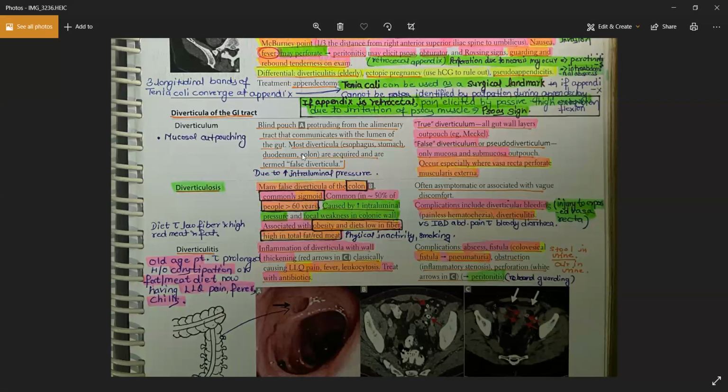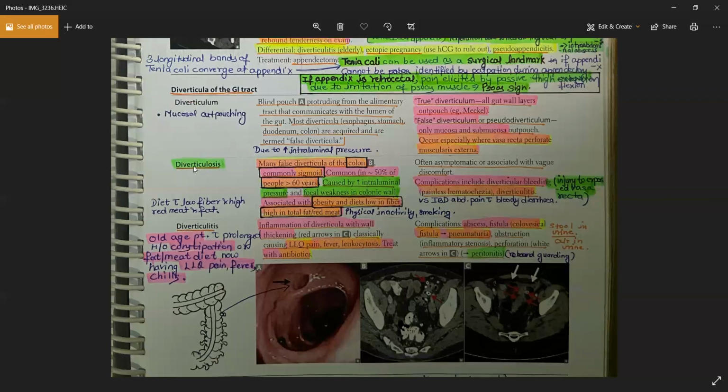Most of them are false diverticula, right? The only true diverticulum you have is the Meckel's diverticulum, if you guys remember. Meckel's diverticulum is the true diverticulum. The rest, like the Zenker's diverticulum and the other ones, are all false diverticula.